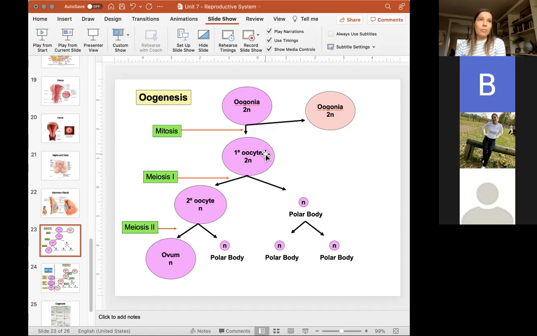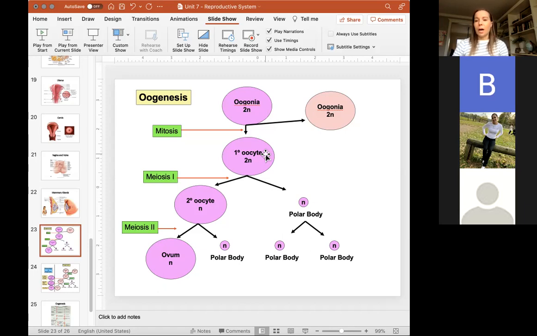At birth, you would have maybe about 2 million oocytes, but by the time a female reaches puberty, she will only have maybe about 400,000 oocytes remaining. So they continue to just disappear. And out of that number, the 400,000, only about 500 of these will eventually be ovulated.